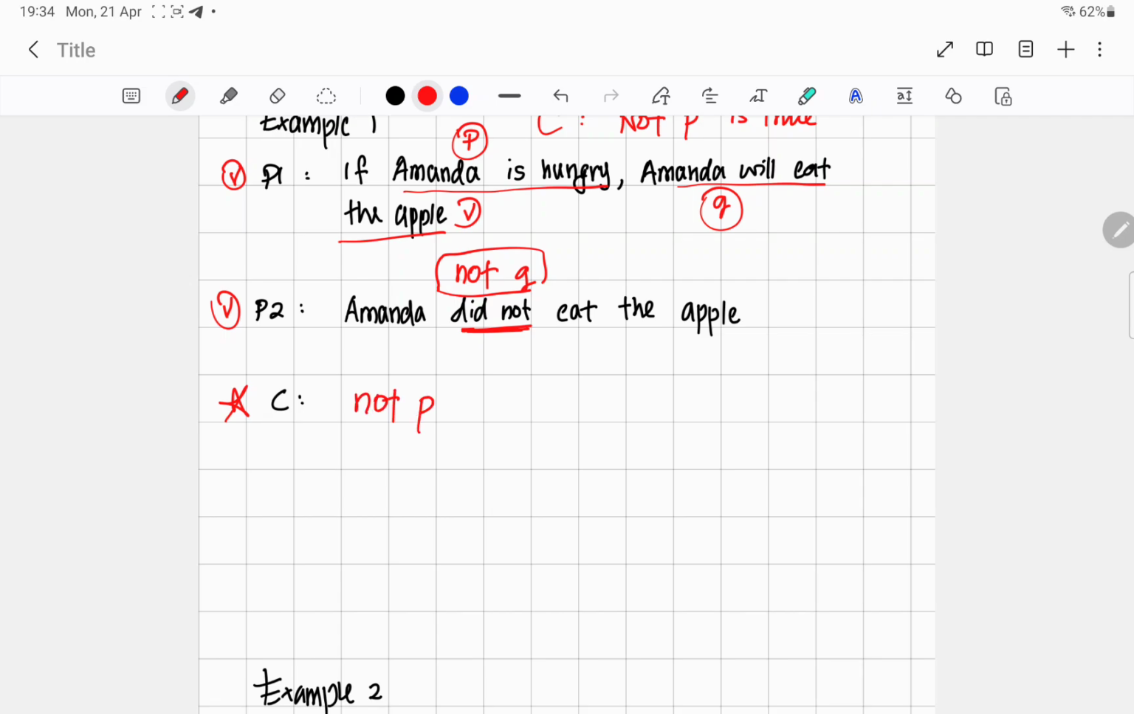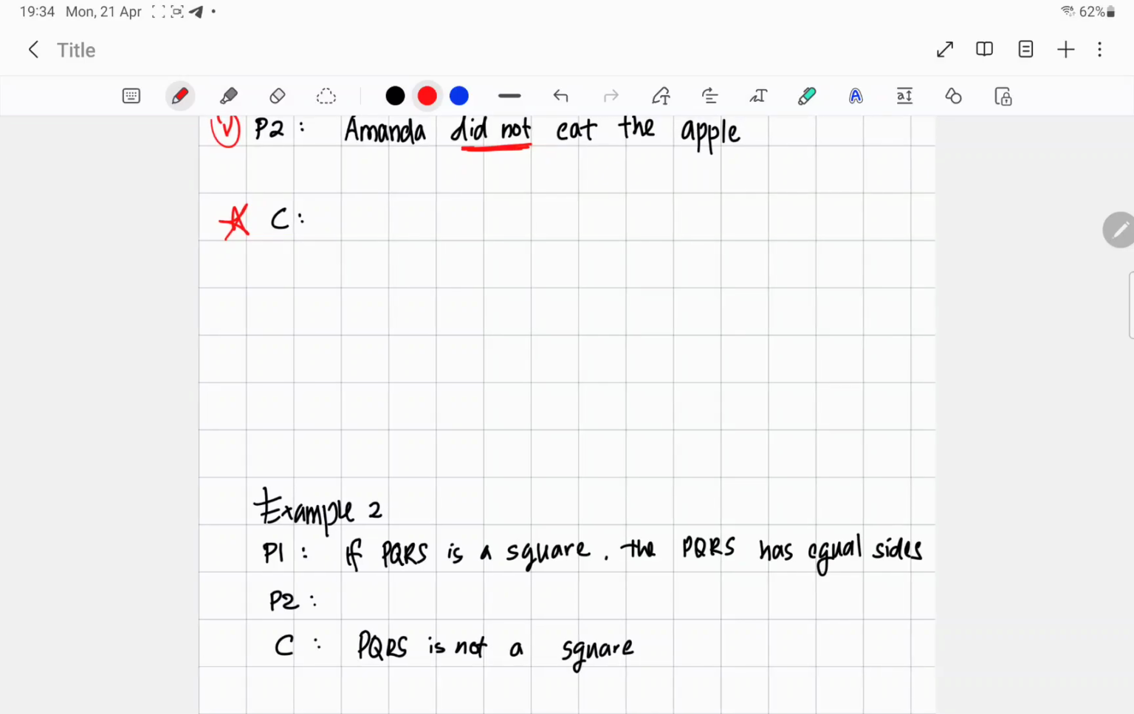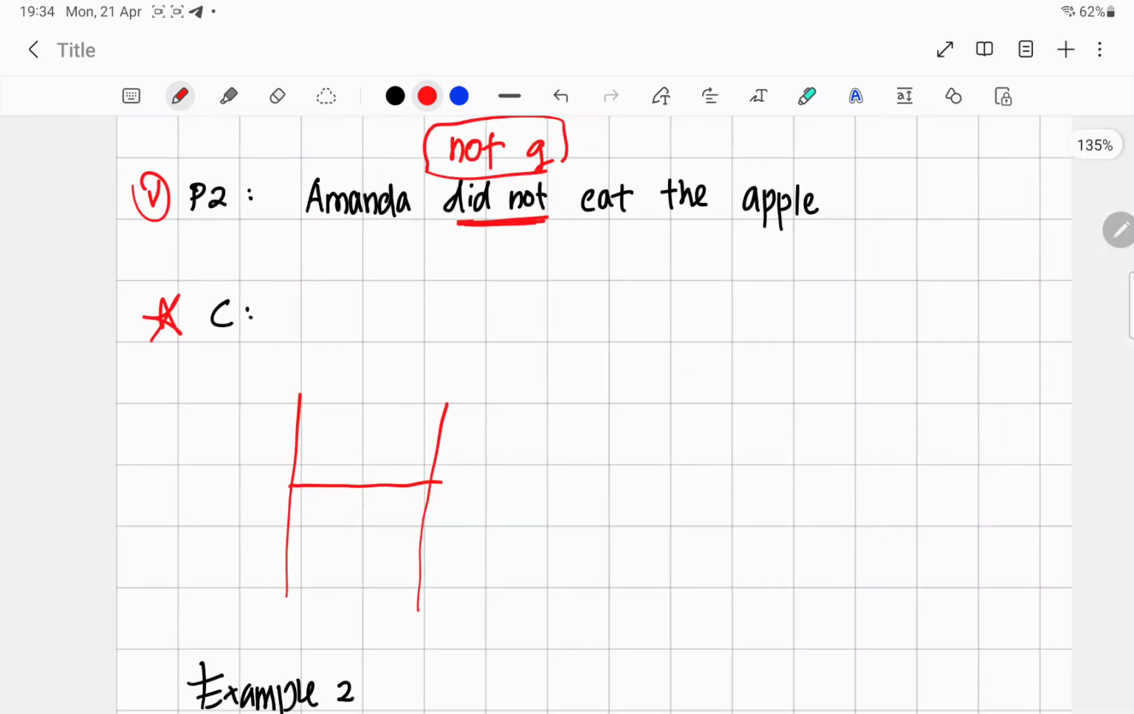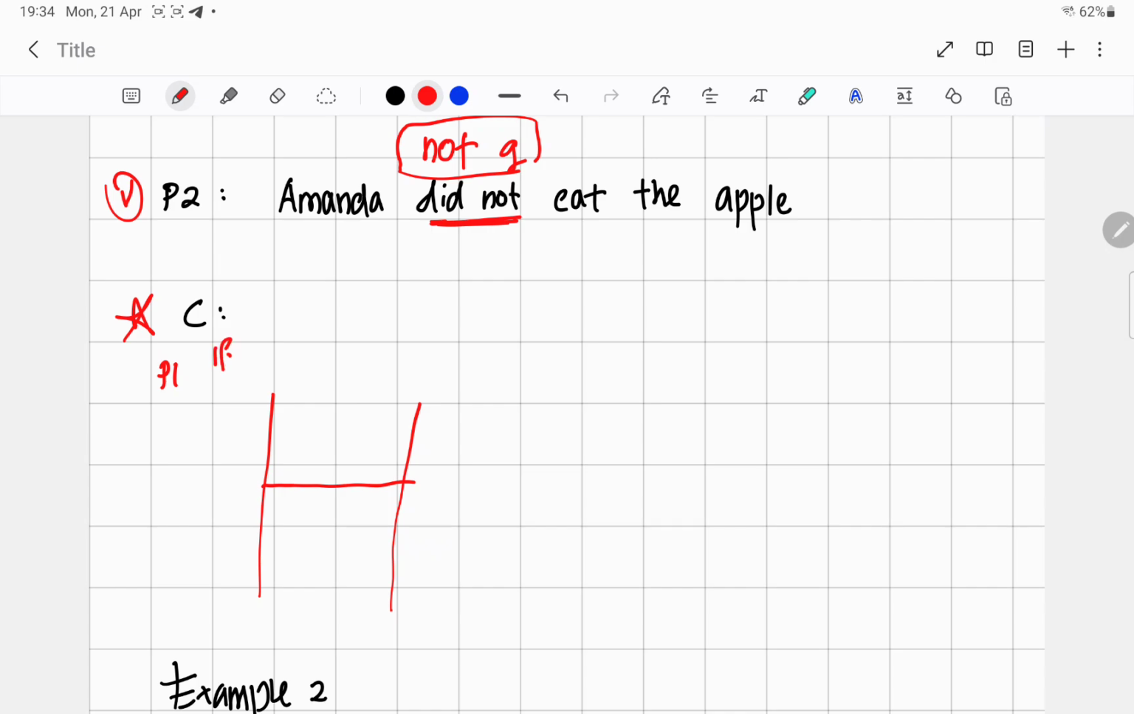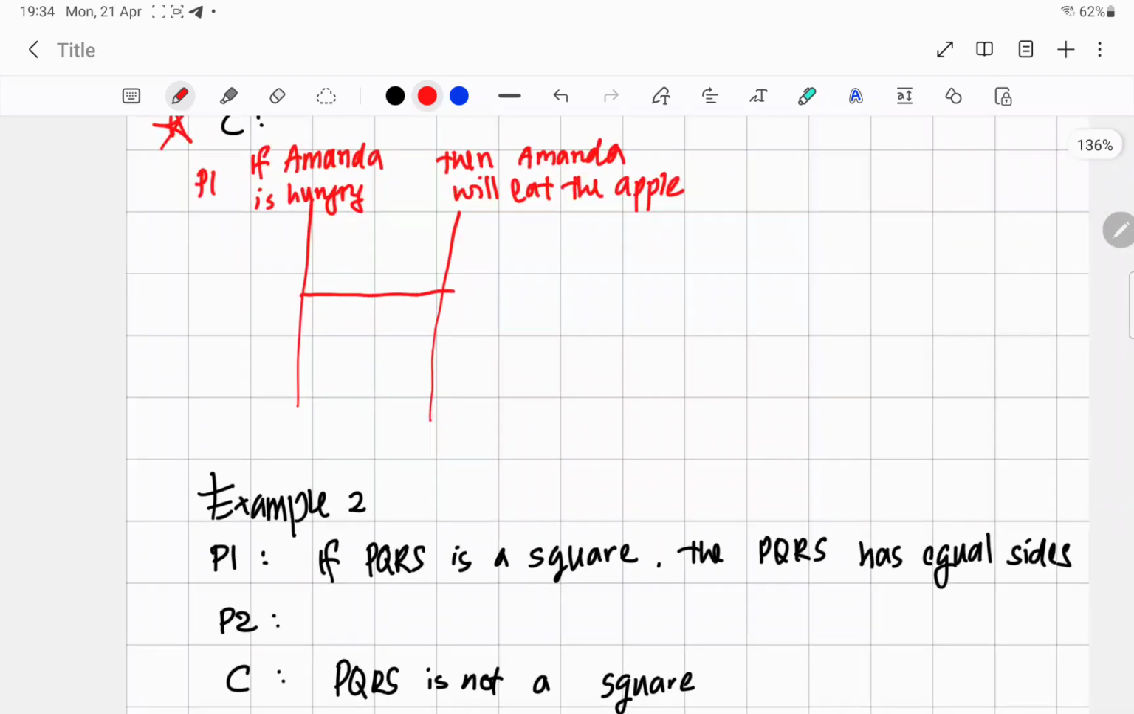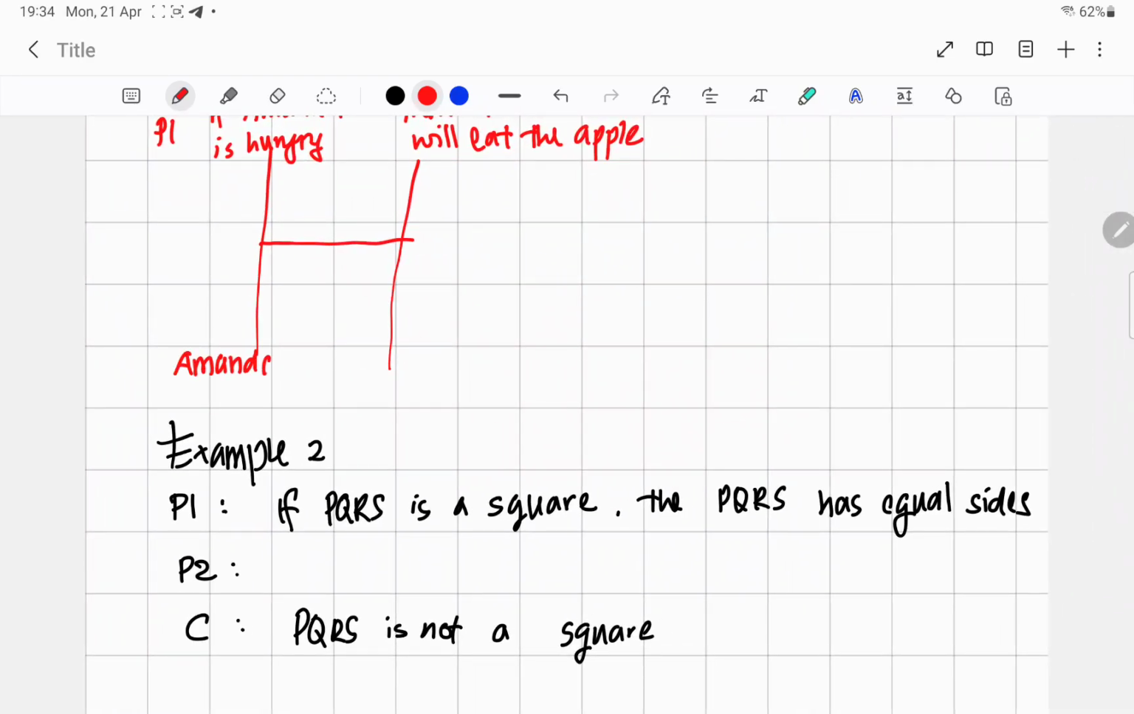So how do you form the answer for not P? Use the H method, or you can use the cut method also. So the H method. Premise 1: if Amanda is hungry, then Amanda will eat the apple. Premise 2: Amanda did not eat the apple.